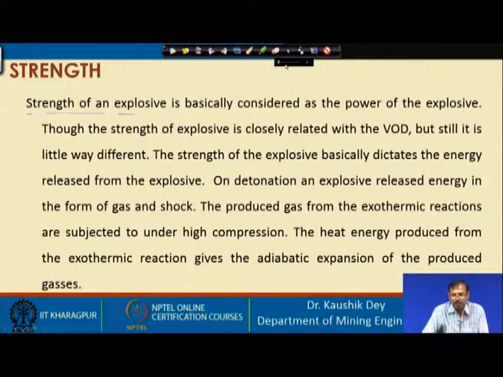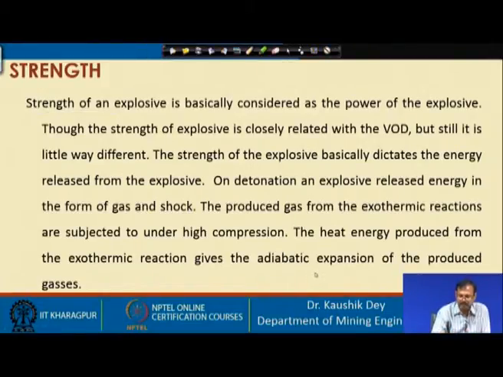The gases produced from the exothermic reaction are subjected to high compression because of confinement, and the heat energy produced from the exothermic reaction gives the adiabatic expansion or compression of the gases. So, basically on detonation, the explosive first produces the shock, then the gases are produced, and as it is a confined condition, the gases are at highly confined pressure, and those gases are also hot in nature because of this exothermic reaction.